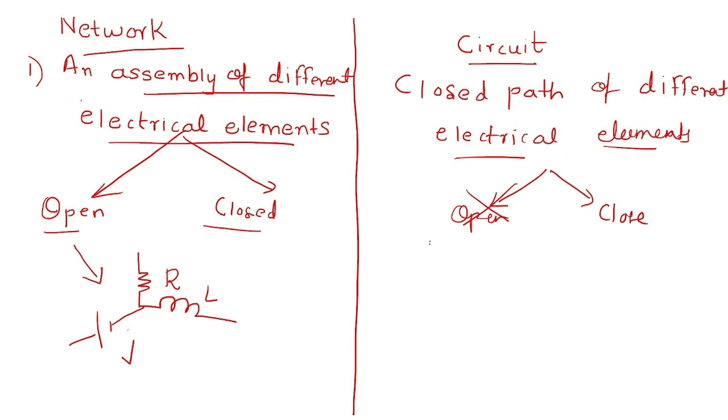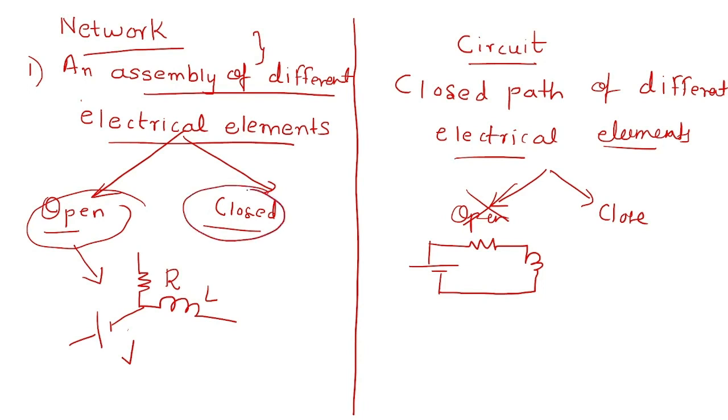So for example, I draw a voltage source, I draw a resistor, I draw an inductor, but it has to be in a closed path. It cannot be open like this. It has to be in a closed path. Hence, if I have to conclude, a network is an assembly of elements. It can be open, it can be closed. But a circuit is definitely a closed path only, in which we have a voltage, a resistor, and an inductor.